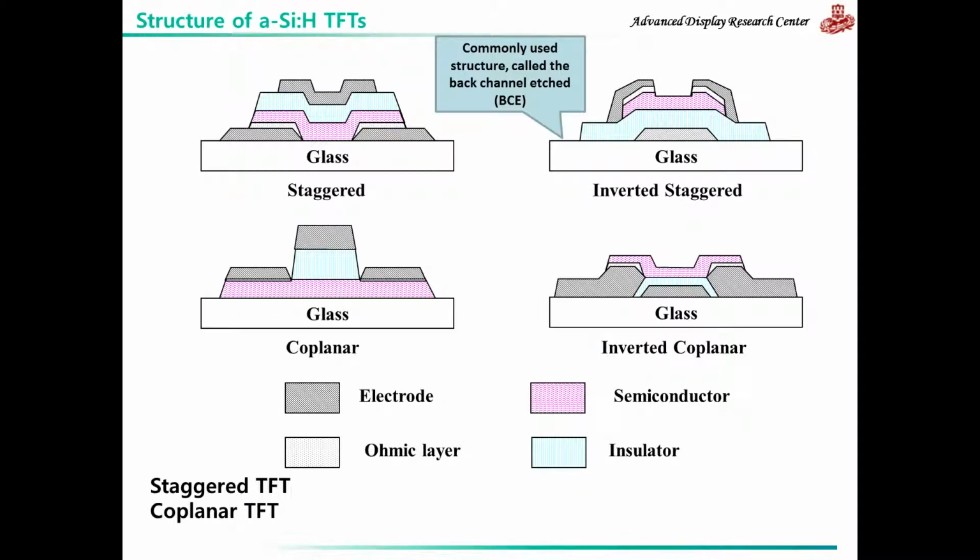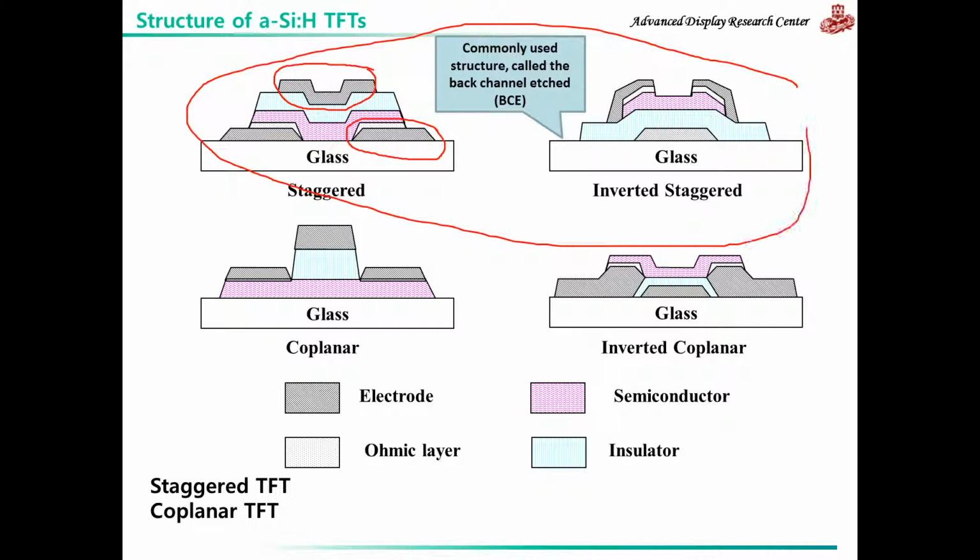There are many structures for amorphous silicon TFTs. By considering the location of the gate metal with respect to the location of the source and drain metal, amorphous silicon TFTs can either be staggered or coplanar.